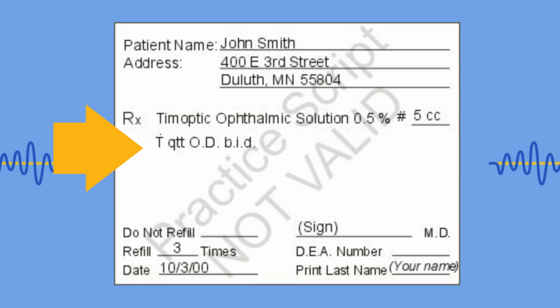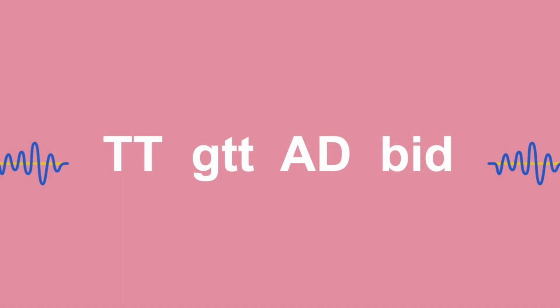So, if your prescription says T with 1 dot GTT OD BID, here's what it means. Instill 1 drop in the right eye twice a day. Let's add another layer for those of you wondering about ears. Example: T with 2 dots GTT AD BID.